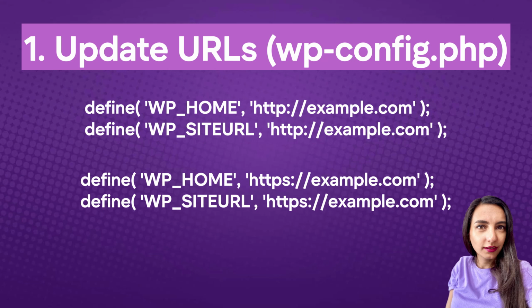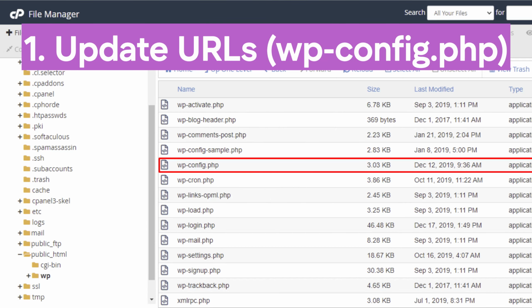Update wp-config file. Make sure that WP_HOME and WP_SITEURL are either both HTTP or both HTTPS. Where do you find this file? Normally you have to go in the root folder of your website.